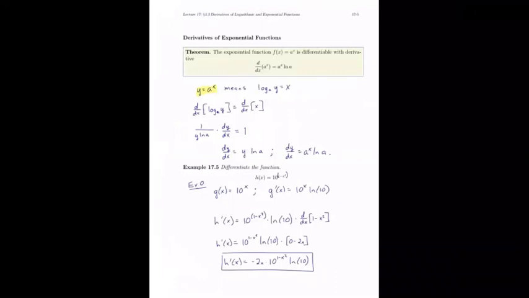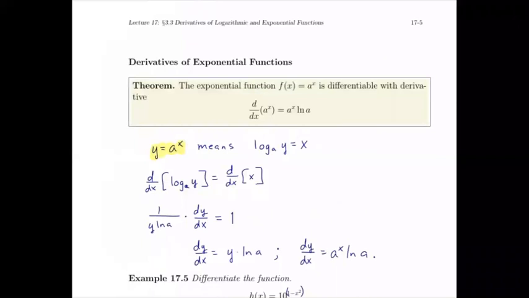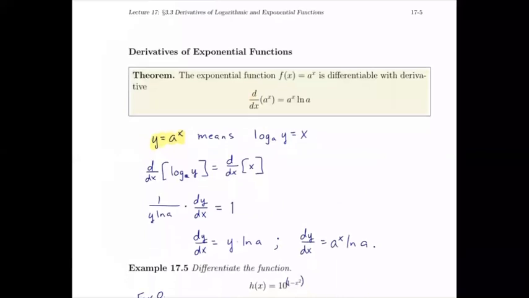One of the more important things it does for us is it allows us to calculate the derivative of an exponential function. So we're looking for d/dx of a to the x. It turns out that's a to the x natural log a, but why? Let's see that. So remember that y equals a to the x. I'm going to swap out my notation. Instead of f of x, I'm going to write y is equal to a to the x.